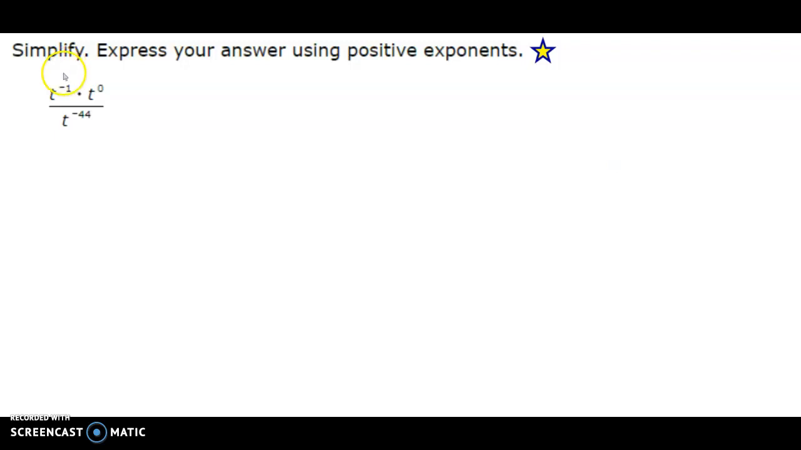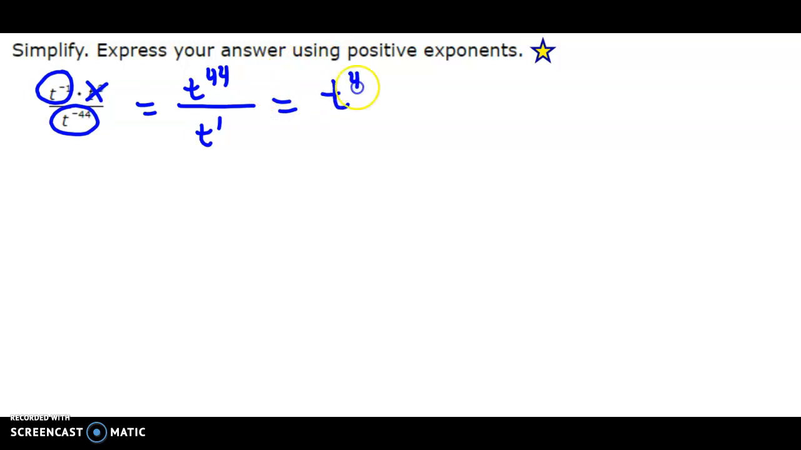Okay, hopefully the first thing that you did was circle the negatives. You can also, if you want, t to the 0 power, anything to the 0 power equals 1, so it's useless, it's pointless, we don't need it. So that's going to leave us with t to the 0, but we don't need that. So t to the 44th is coming up, t to the 1st is going down. That leaves us with 43 more on top than on the bottom, so it's t to the 43rd power.